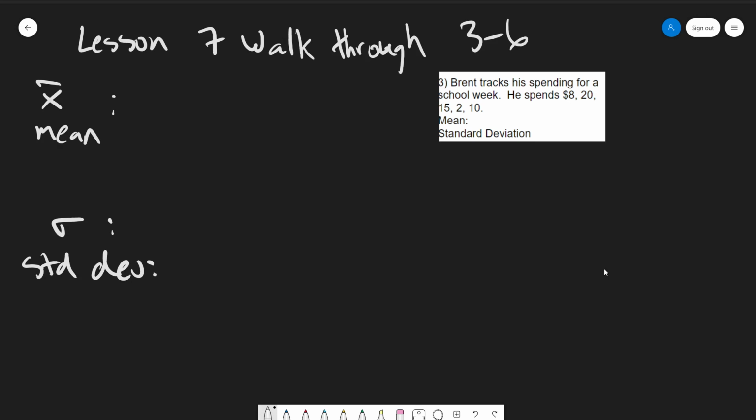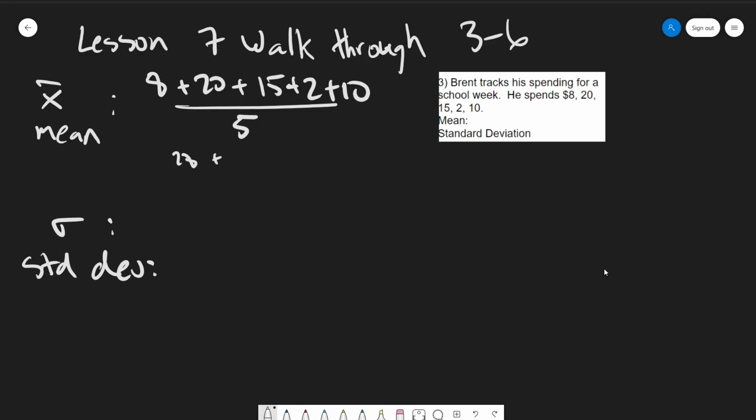So Brent is spending some money during his school week. Looks like he's spending $8, $20, $15, $2, and $10 each day, and he is spending for 5 days. So let's add that up. 55 over 5 means he is spending a nice $11 a day. That is our mean.